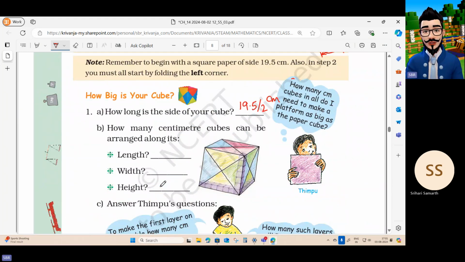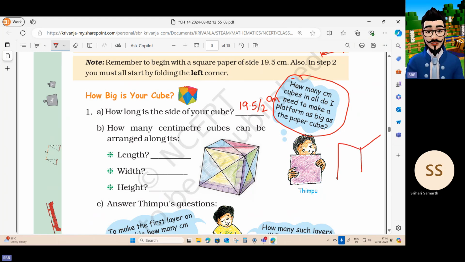Very good. If that is the case, then how many centimeter cubes? Four cubes is sufficient? Check. See, you need to see. You have a cube here, a cube made out of 19.5 centimeter paper.